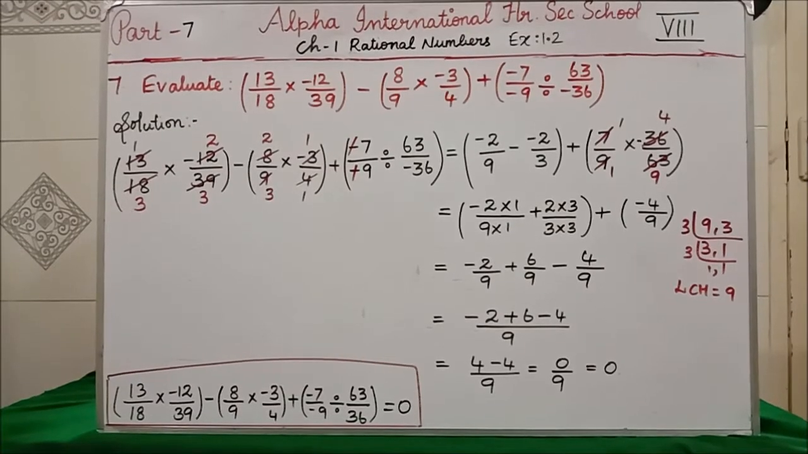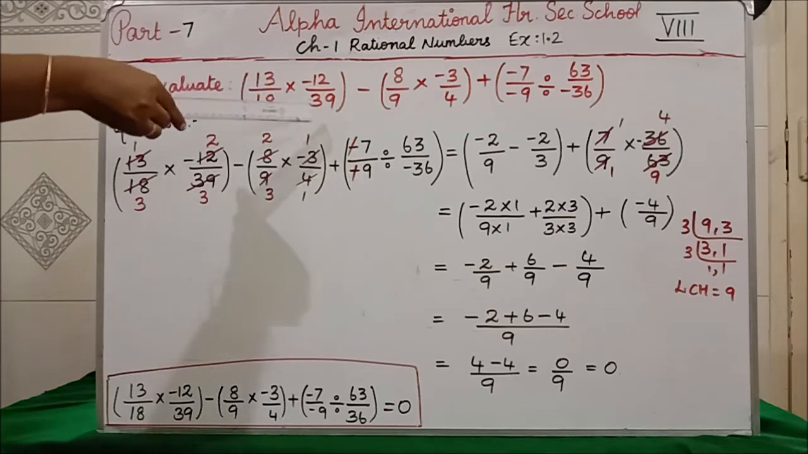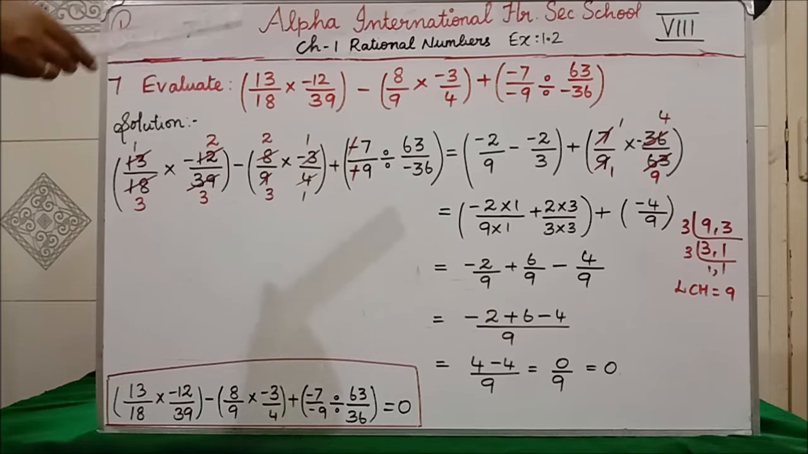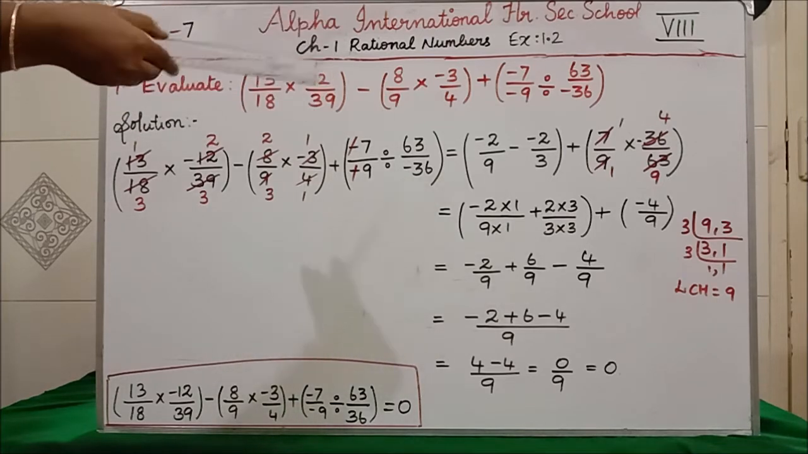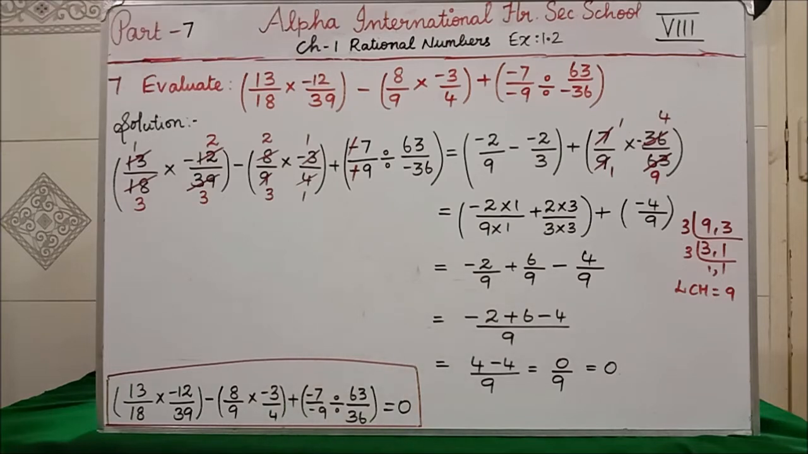Students, we are now on the seventh question. See the question now. Evaluate 13 divided by 18 into minus 12 divided by 39, minus 8 by 9 into minus 3 by 4, plus minus 7 minus 9 divided by 63, divided by minus 36. Students, we have to evaluate. Evaluate means you have to bring the answer to the simplified form.